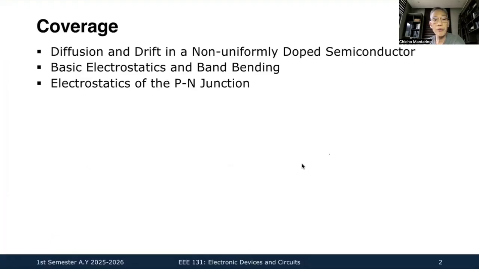So this is what we're going to cover in this particular lecture. First, we're going to take a look at diffusion and drift in a non-uniformly doped semiconductor. Then we're going to go into basic electrostatics and band bending. And finally, we'll take a look at the electrostatics of the PN junction.